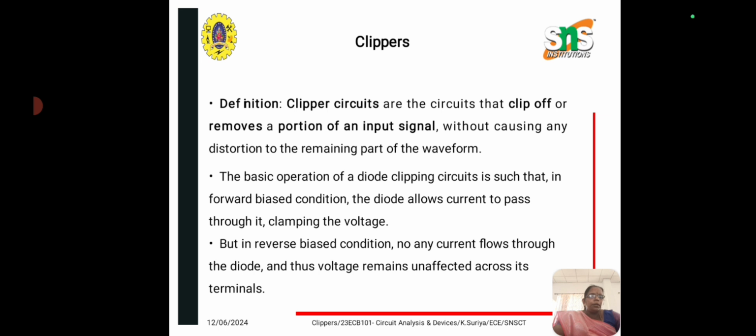Clipper circuits are basically termed as protection devices, as electronic devices are voltage sensitive and voltage of large amplitude can permanently destroy the device. So in order to protect the device, clipper circuits are used. The basic operation of a diode clipping circuit is that in the forward biased condition, the diode allows current to pass through it, clamping the voltage. But in reverse bias condition, no current flows through the diode and thus the voltage remains unaffected across its terminals.